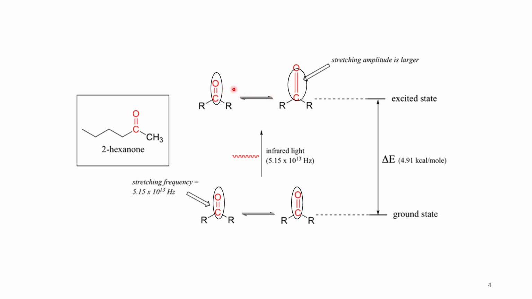So you will see that the bond of the CO becomes much shorter when it is at the excited state compared to when it is at the ground state. And similarly, the bond of the CO will be further stretched at the excited state to a longer bond length compared to when it is at the ground state.